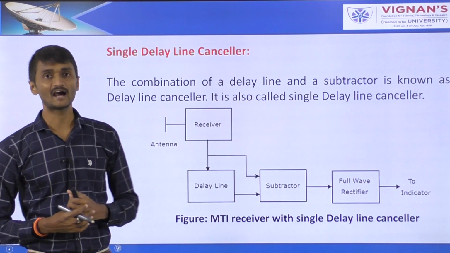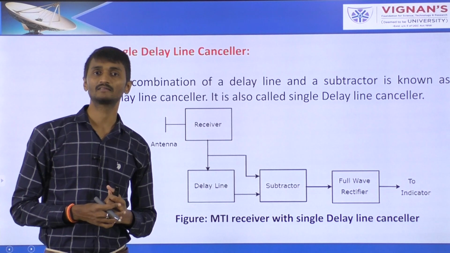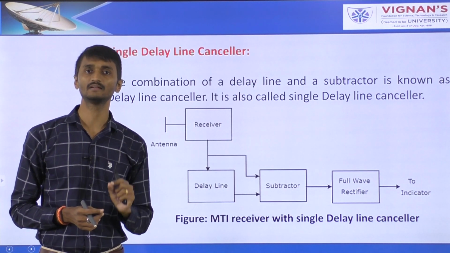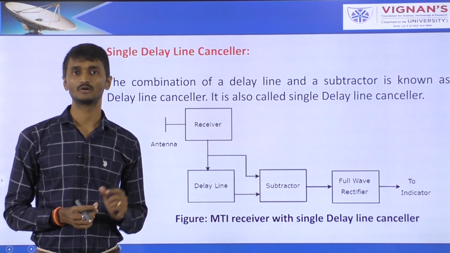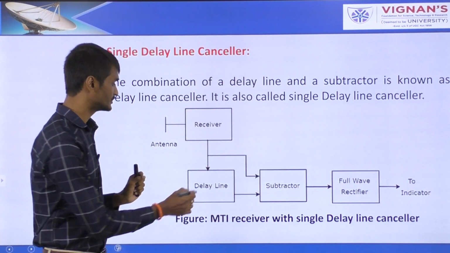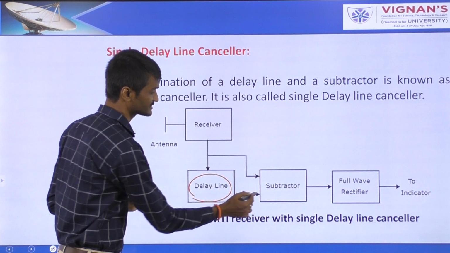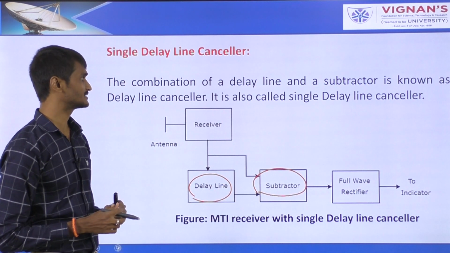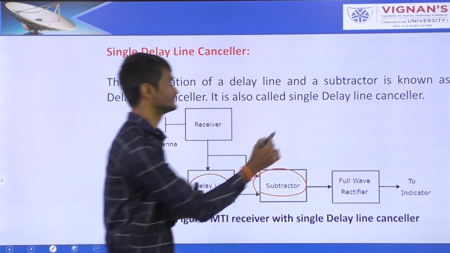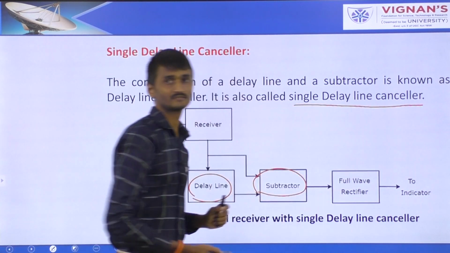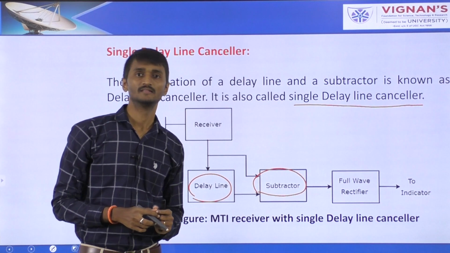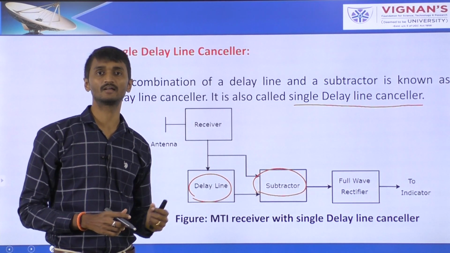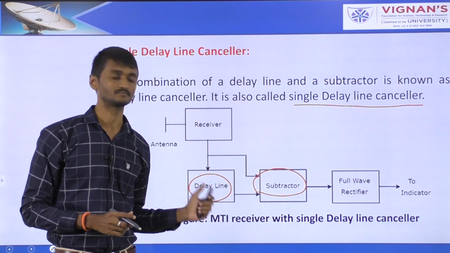Here the combination of a delay line and a subtractor is known as a delay line canceller. It is also called a single delay line canceller. Here is the block diagram of the MTI receiver with a single delay line canceller.